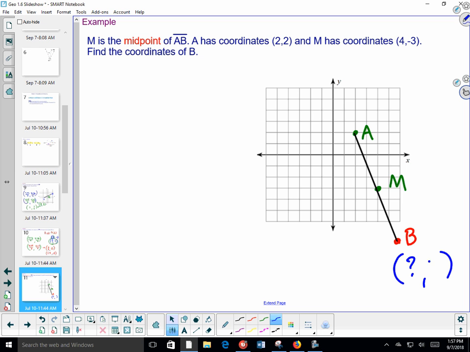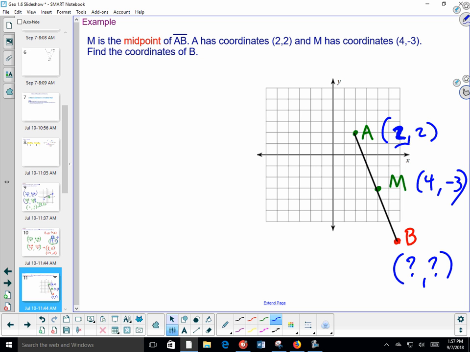We don't know what they are right now. We're trying to find them. Okay? I think the easiest way to do this kind of problem, let's say A is (2, 2), M is (4, -3), is to say, what's happening to get from A to the midpoint? How is the X changing?